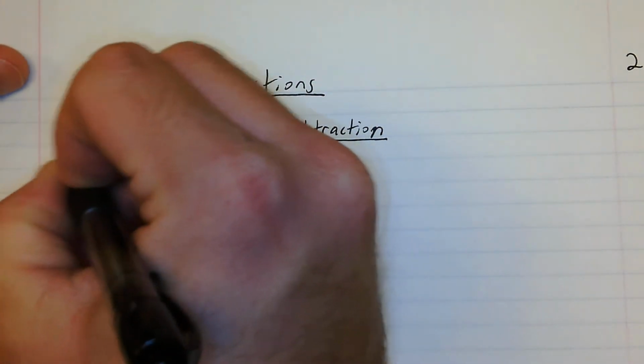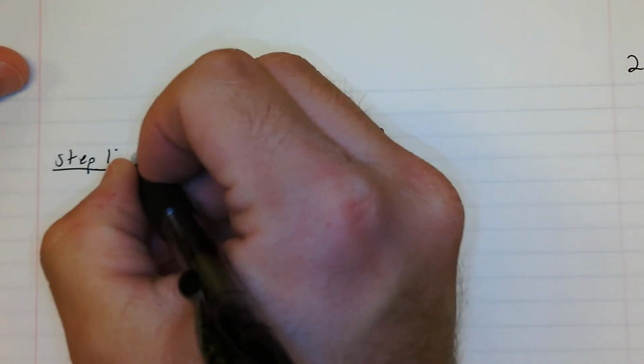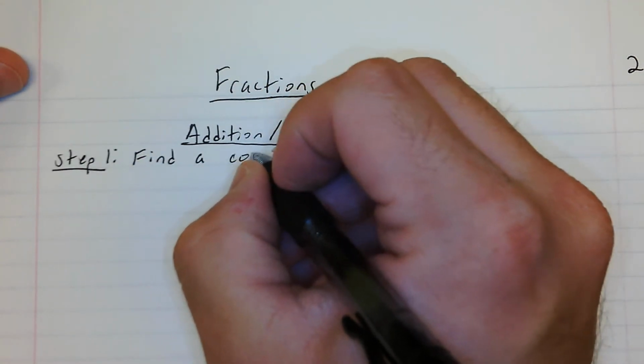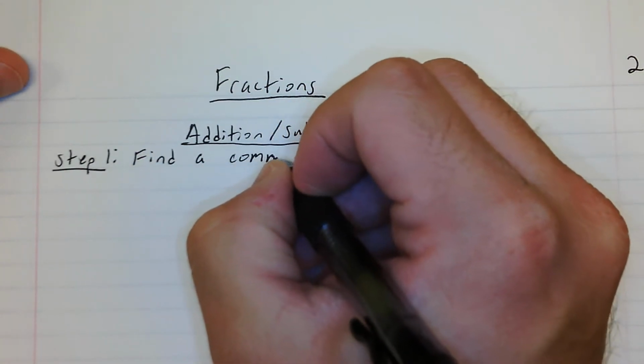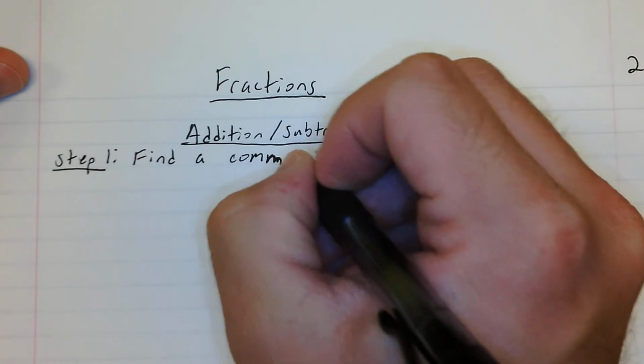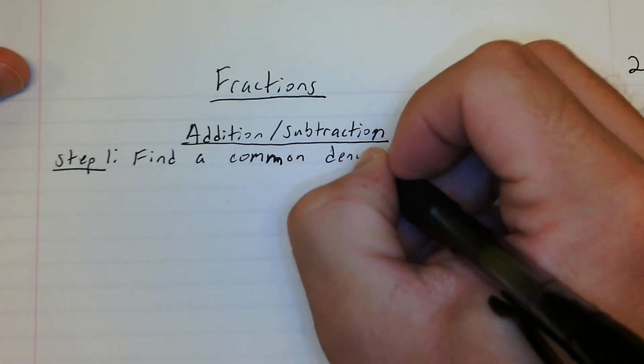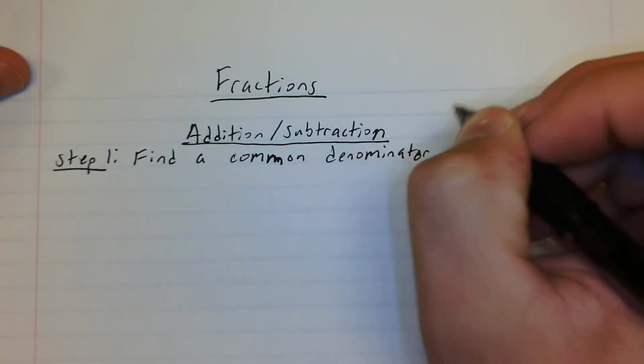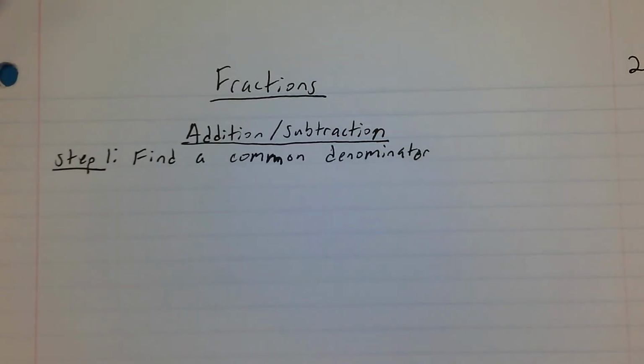So step number 1 will be find a common denominator. So if your fraction does not already have a common denominator, then you need to find one and convert your fractions over so that they both have a common denominator.